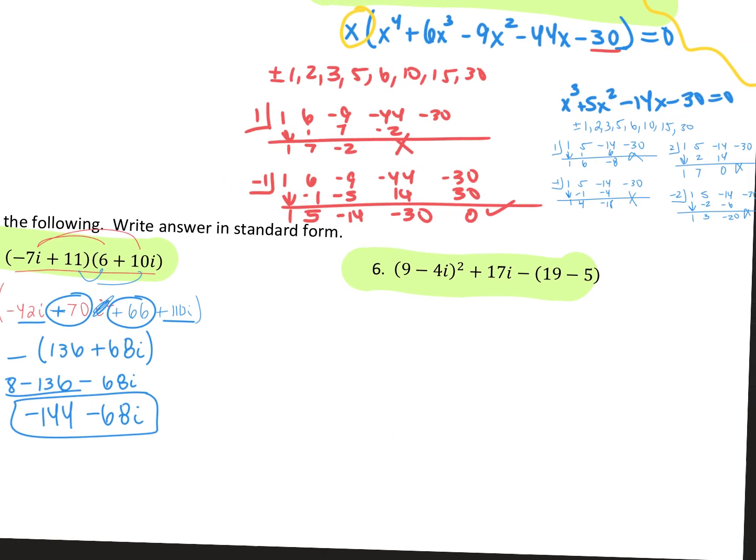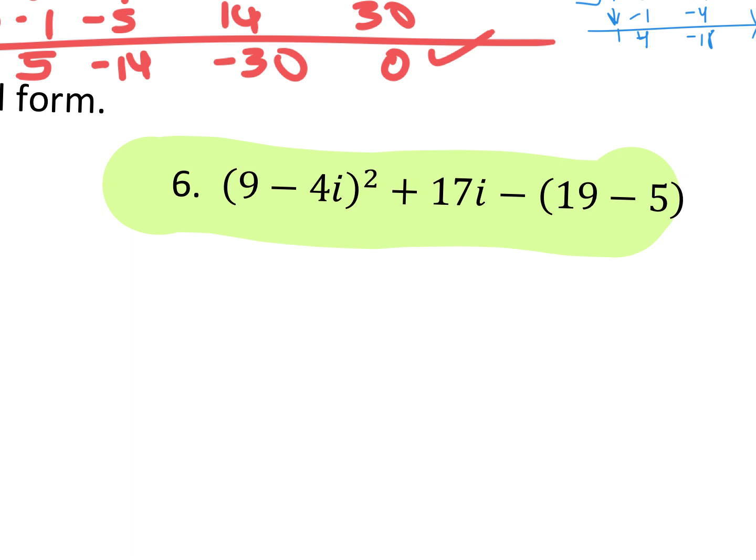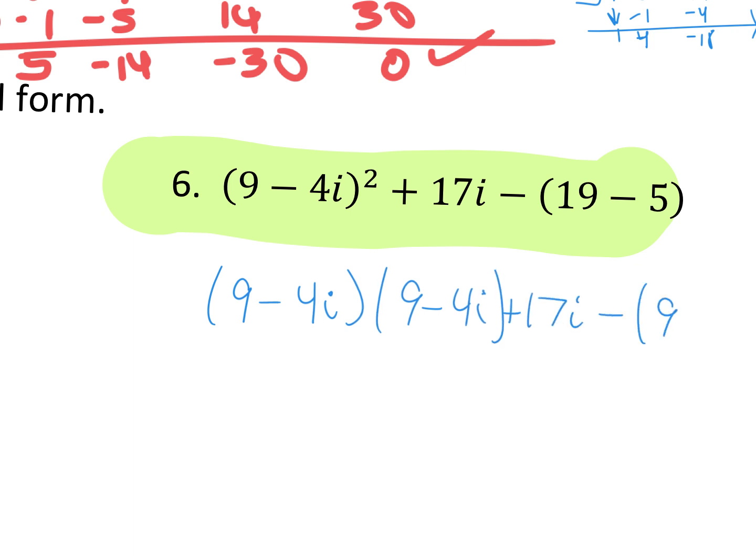All right, let's look over here. There's a lot going on. First of all, 9 minus 4i squared. What does that mean? There's 2 of them. Good, London. You don't just distribute the 2. So I'm going to rewrite this as 9 minus 4i times 9 minus 4i plus 17i minus 19 minus 5.